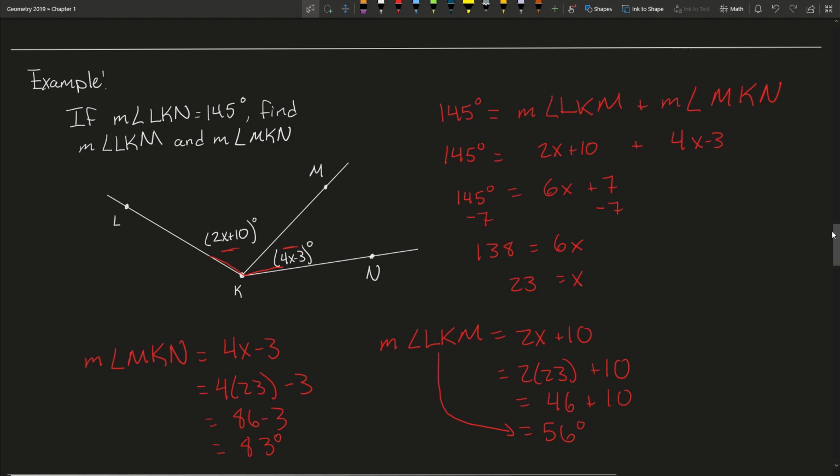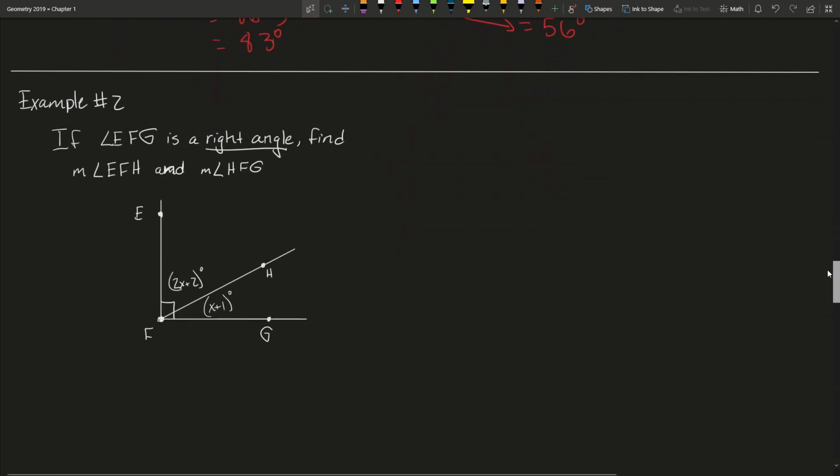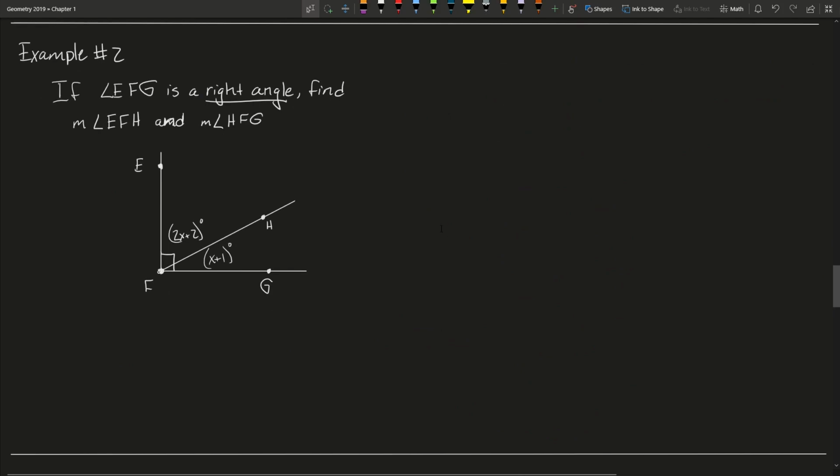Another example uses the classifications of angles. So for this, we have that angle EFG is a right angle, as denoted by the little box. And we want to find the measure of the two smaller angles. So the measure of angle EFG, the big angle, is equal to the measure of angle EFH, the top angle, plus the measure of angle HFG. So then we can substitute what we know.